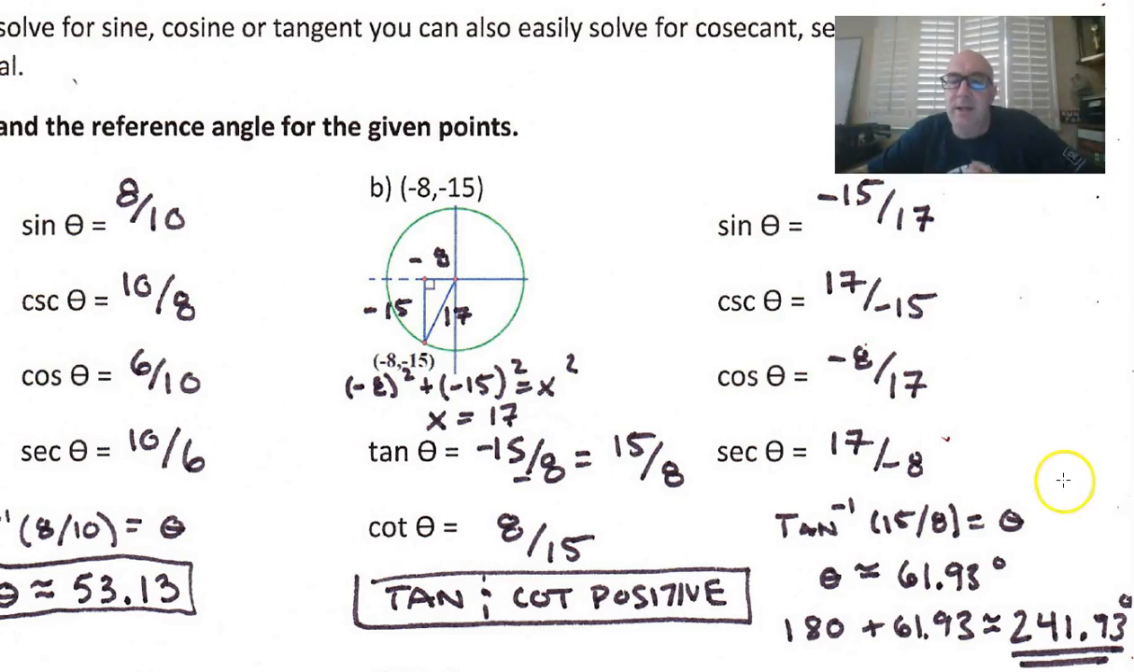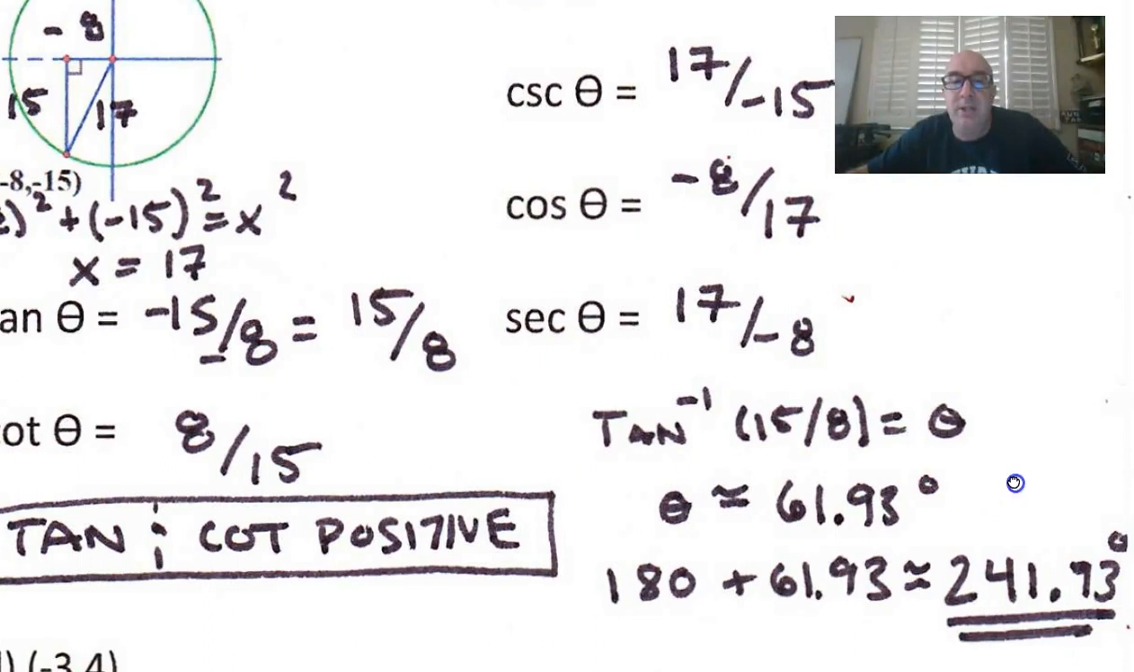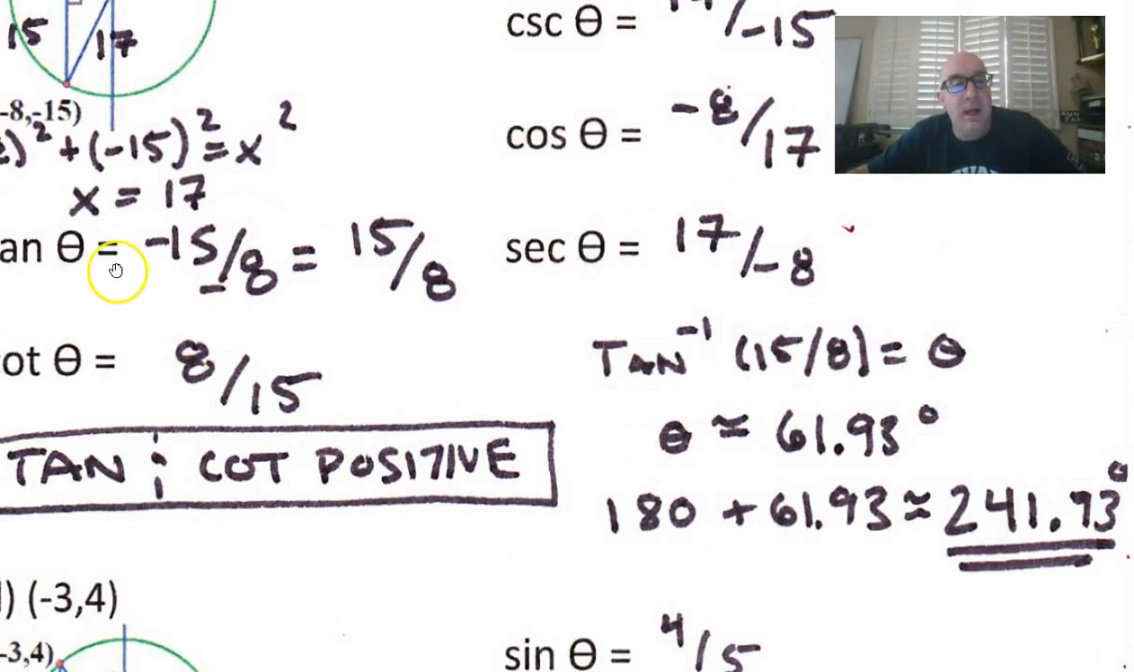Now watch how I calculate the angle this time. This is a little bit more work. I took the positive one, tangent, and I did the inverse of tangent of 15 over 8, and it gives me again a quadrant 1 angle. That's why you always pick the positive one. It'll always give you a quadrant 1 angle. Now that's its reference angle.